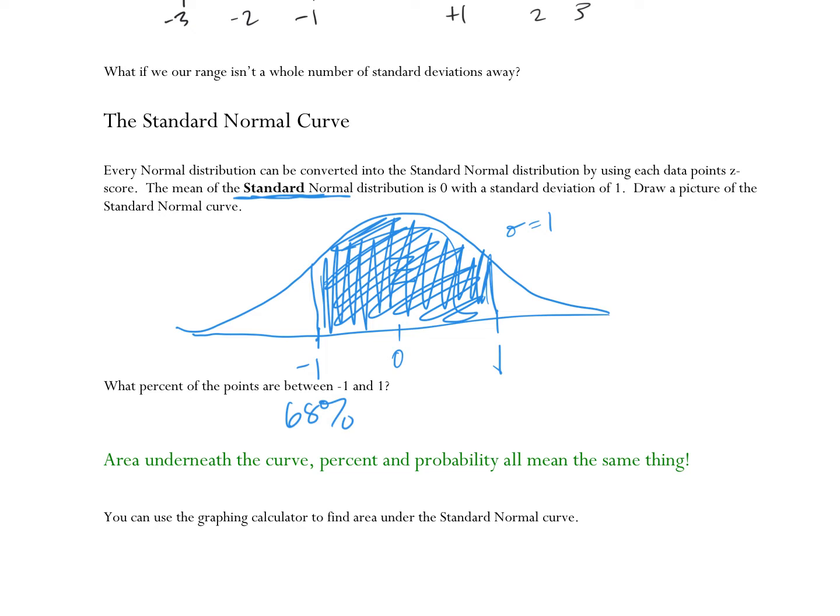And one of the reasons we care about the normal distribution is that it is everywhere. You know what? I'm going to do this the other way.